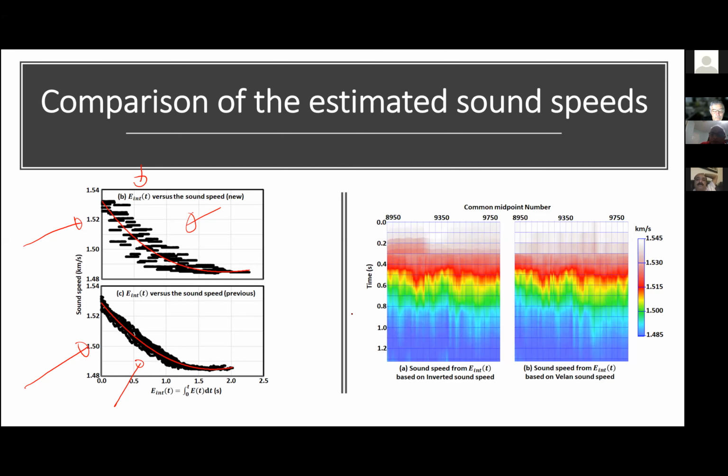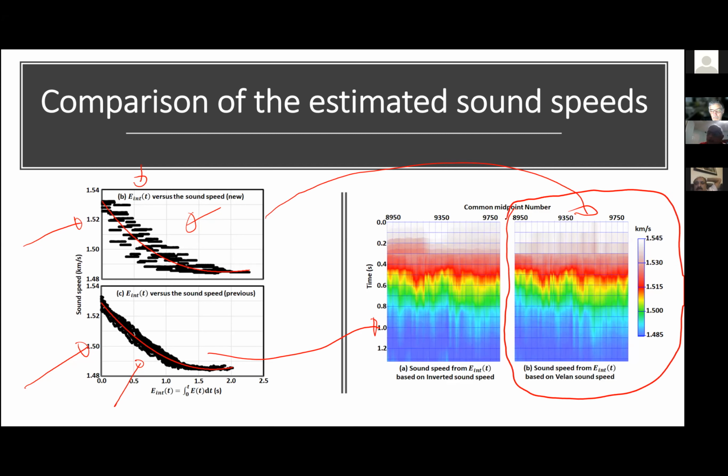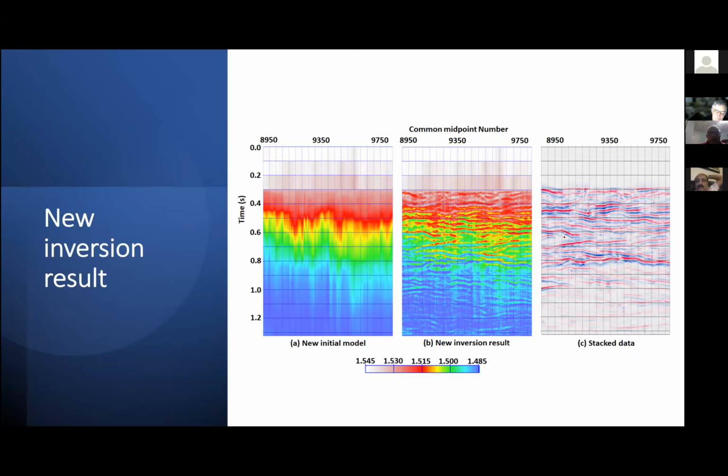And these are the predictions of sound speed. If I use this relation, I get this predicted sound speed model. And if I use that one, I get this predicted sound speed model. And you can see they are not very different from one another. But this is the one I obtained from velocity analysis and interpolation. So what if we use this as my initial model and run the inversion? This is what we did.